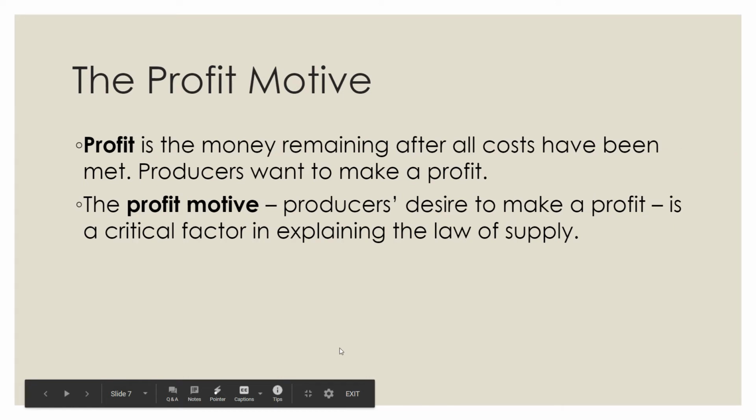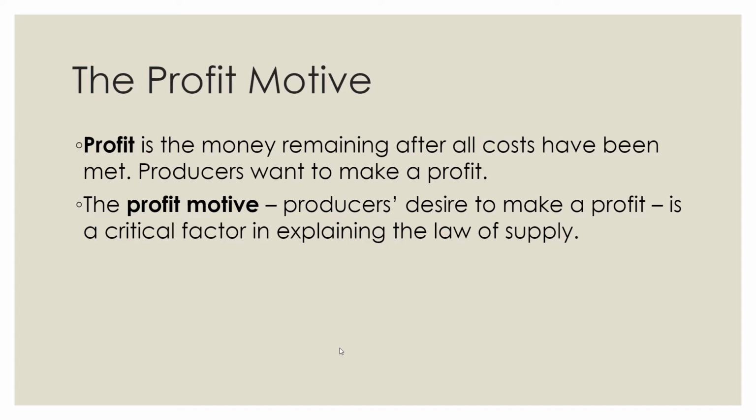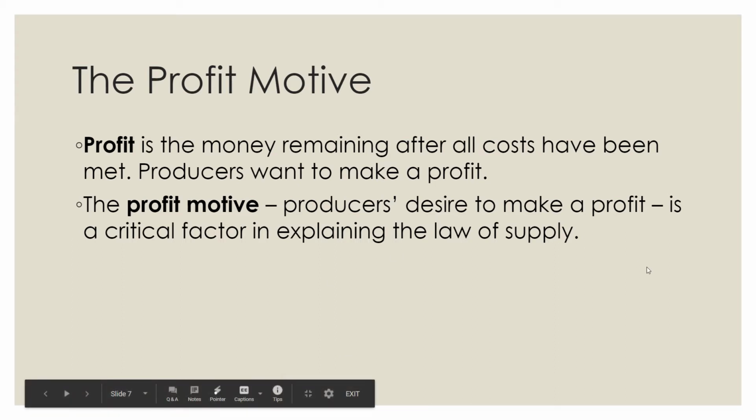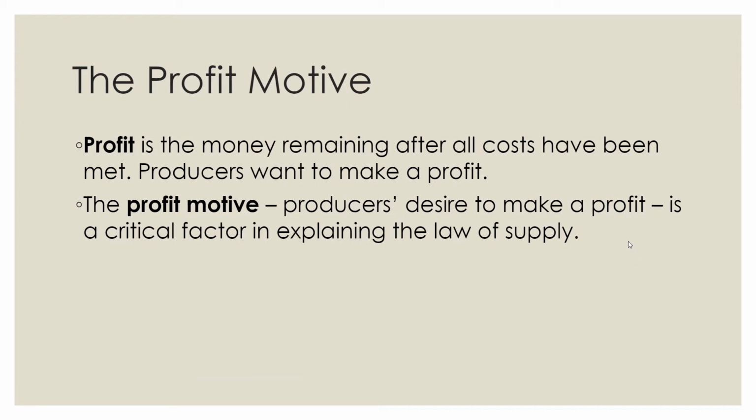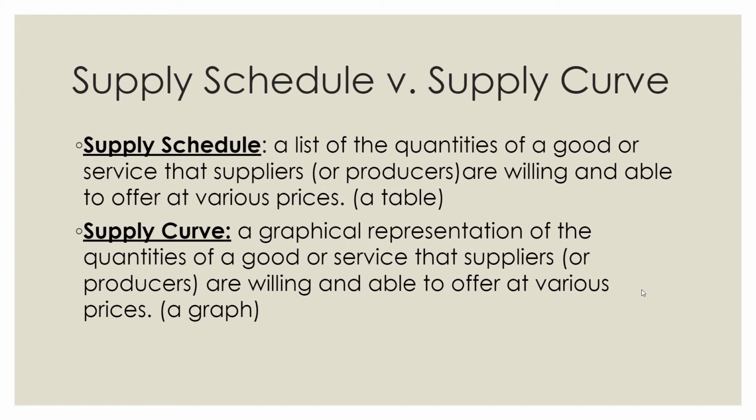Now, the reason for this, as I've hinted at before, is the profit motive. And this goes in your study guide. Profit is the money remaining after all costs have been met. Producers want to make a profit. They like profits. So, in the next line in your study guide, the profit motive, producers' desire to make a profit, is a critical factor in explaining the law of supply. Those higher prices make it possible for them to make a higher profit for their good, and therefore they're motivated to make more of the thing if the prices go up, unlike us. So, more things to put on your study guide.